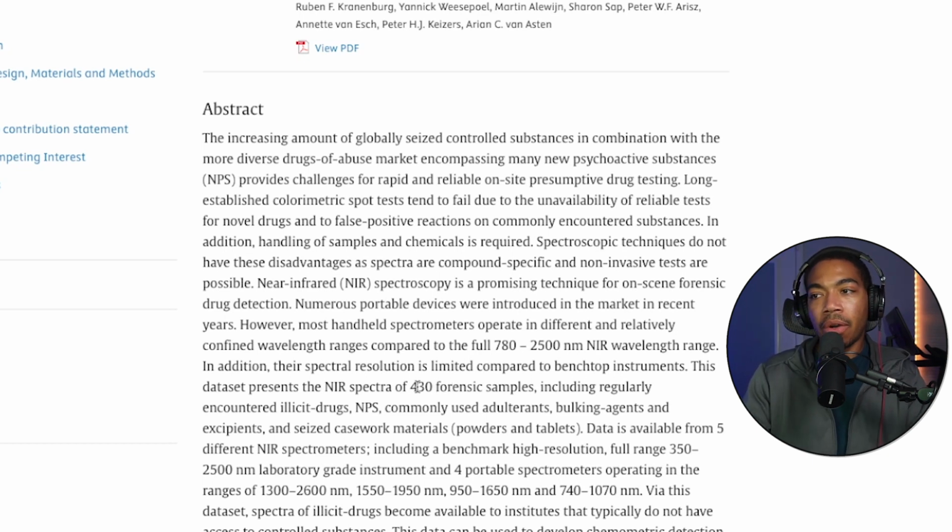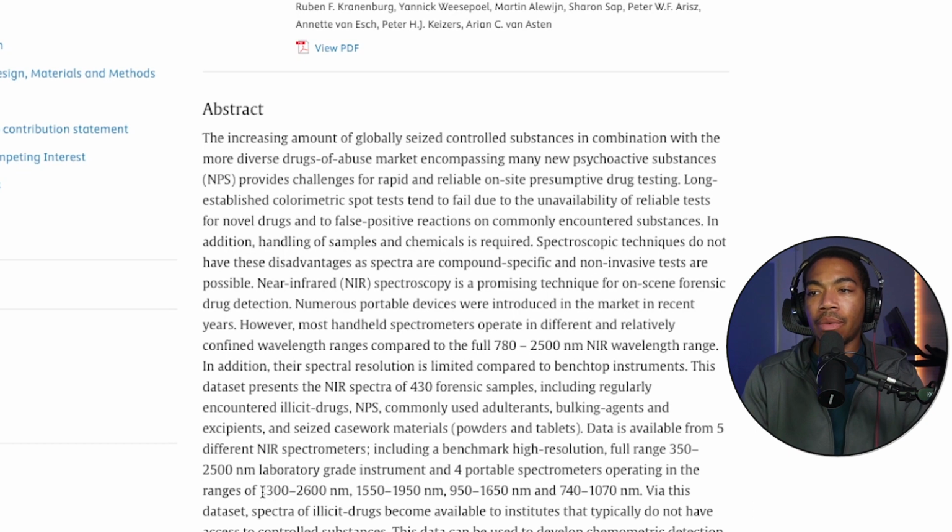Over the course of the study, they have 430 samples, including regularly encountered illicit drugs, adulterants, bulking agents. So you can see there's a lot of information here, a lot we can do with this data set. They're also going to be evaluating several different portable near-infrared spectroscopy instruments and comparing that to a benchtop standard instrument. So a really good study for us to evaluate for ourselves which might be the best based on its ability to detect these various drugs, their adulterants or bulking agents as well. And there's usually a trade-off when it comes to benchtop instruments and portable instruments.